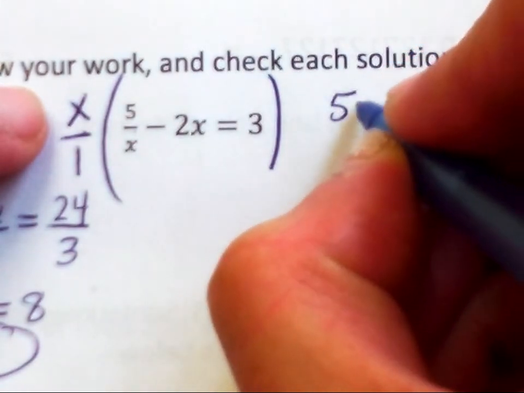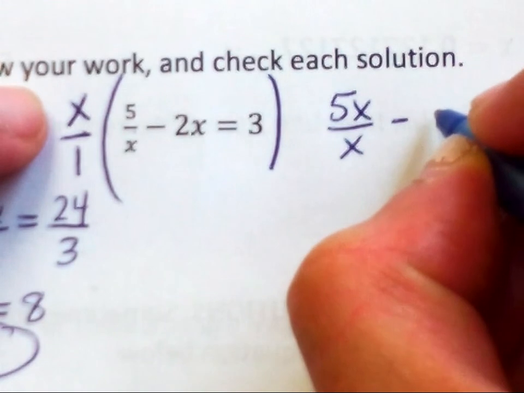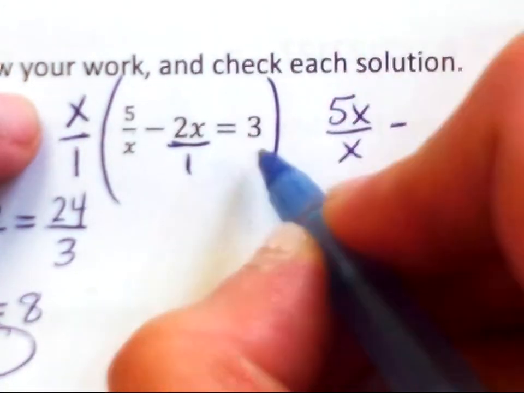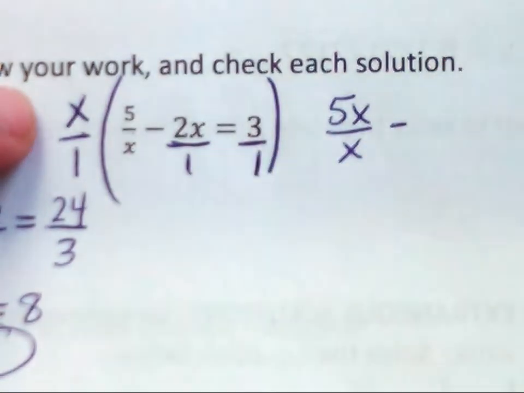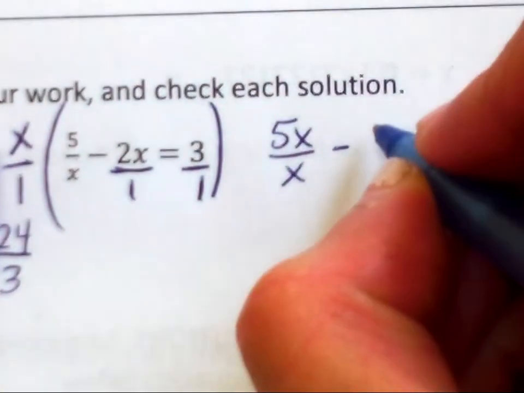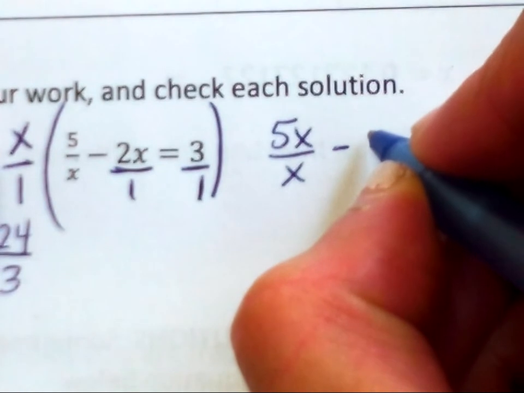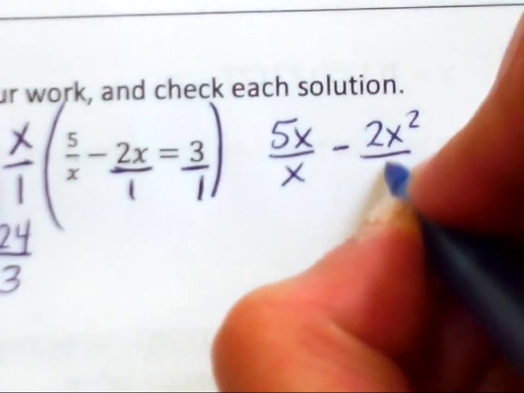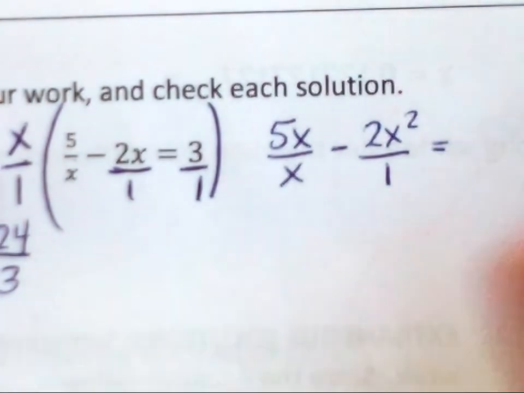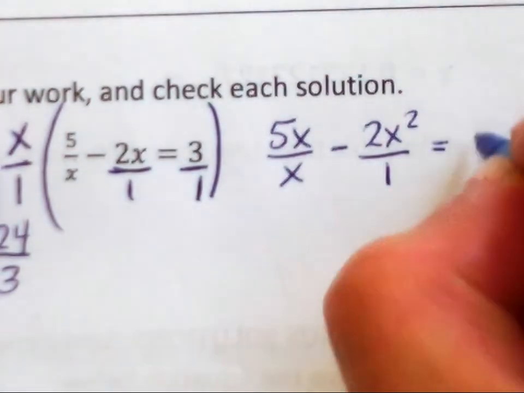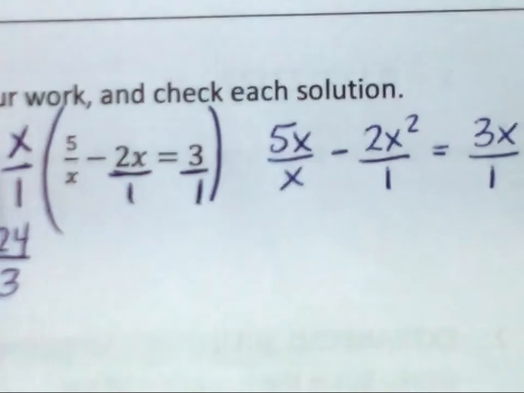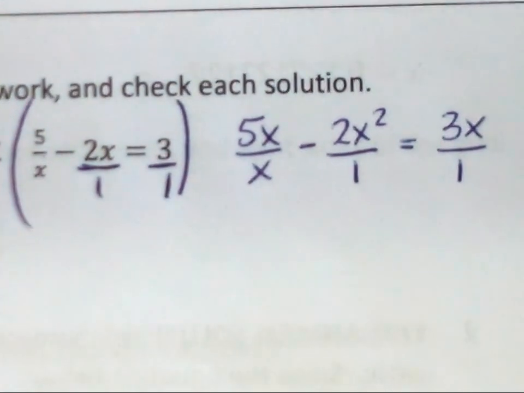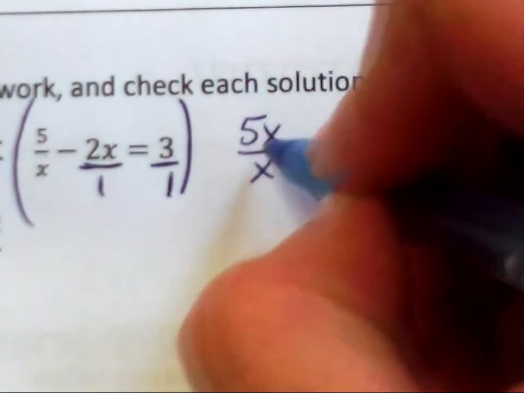5x over x minus, and then, okay, so this time maybe think about 2x being over 1 and 3 being over 1 since they don't have denominators. So that's going to leave us with negative 2x squared over 1, which doesn't really matter, and then x times 3 over 1, so 3x over 1. I just didn't want you to get confused about where your numerators and denominators were. So then 5x over x can be reduced to 5.